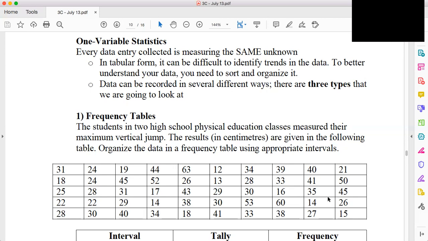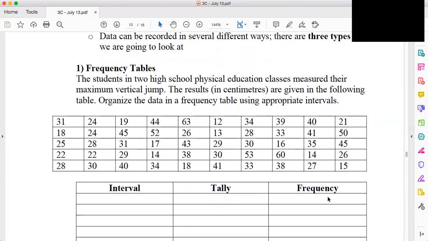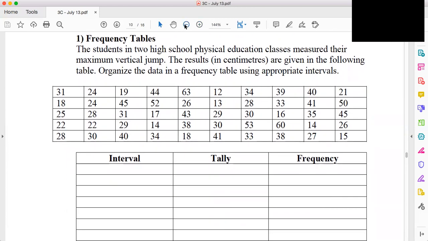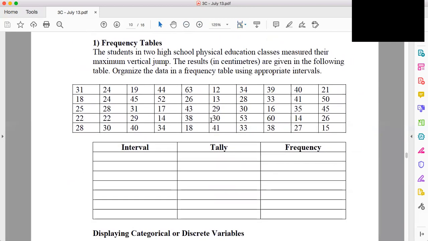So the data can be recorded in several different ways. There are three types that we're going to look at. So we're looking at the frequency tables. For example, I'm going to have to zoom this out a little bit. We have the students in two high school physical education classes measured their maximum vertical jump. The results are given in the following table. Organize the data in a frequency table using appropriate intervals.